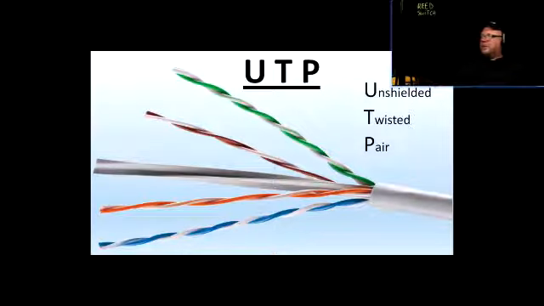What's happening here? You can see that these pairs have a twist. What does the twist accomplish? Well, when we twist the pair, the electromagnetic field that is caused by the electric current flowing through that pair is not constant, right? So it's kind of dispersed in different directions. So it doesn't have as much strength to induce itself onto another pair.